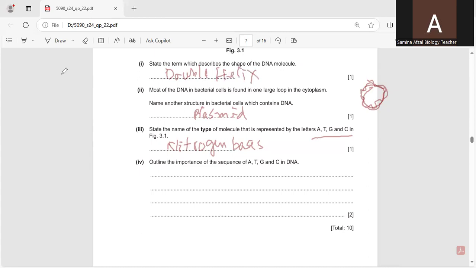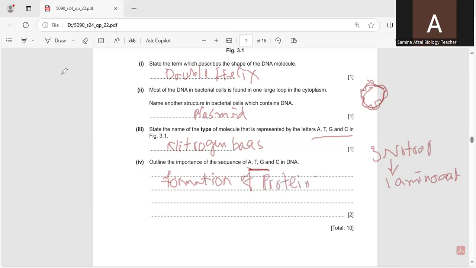Outline the importance of the sequence of adenine, thymine, guanine and cytosine in DNA. I already told you that these nitrogen bases are used to make different types of proteins. Three nitrogen bases will make one amino acid. And amino acids are used to make the proteins. So they will make a sequence for the formation of protein.